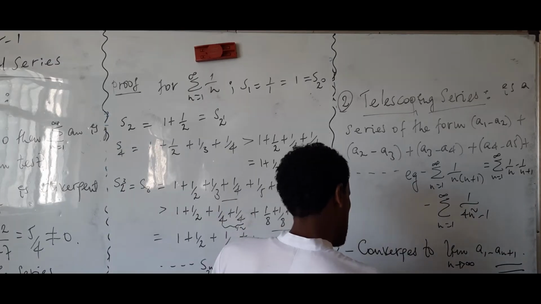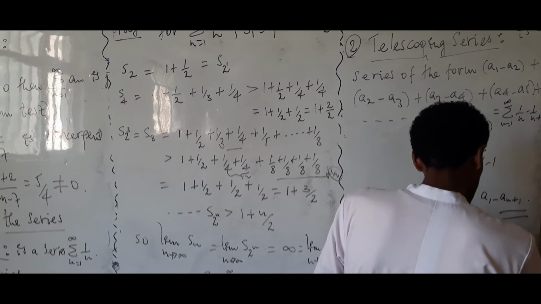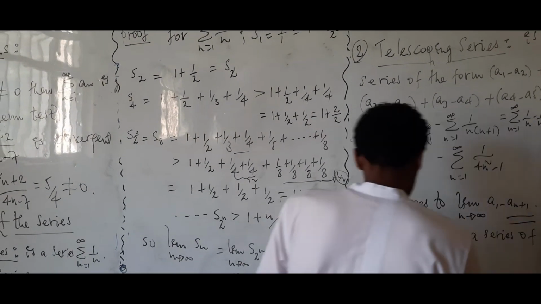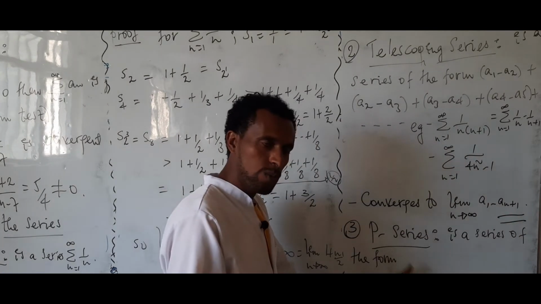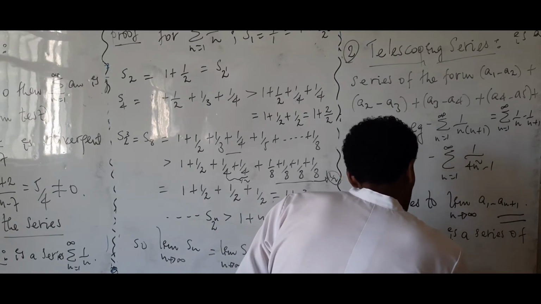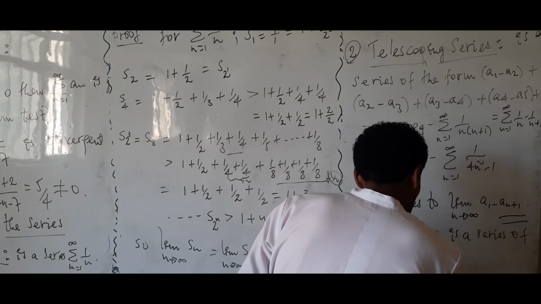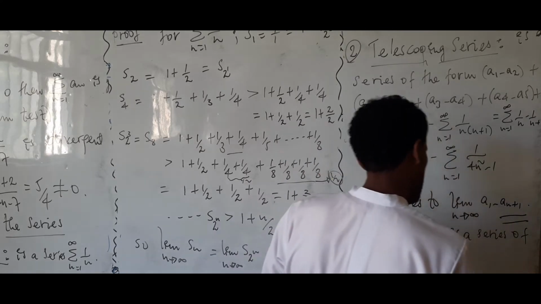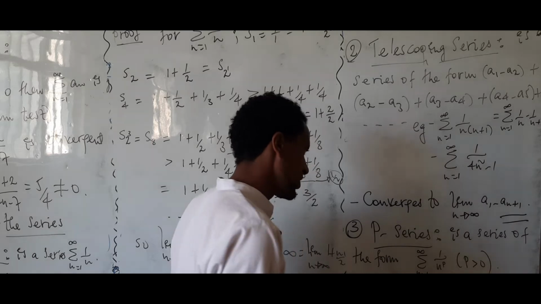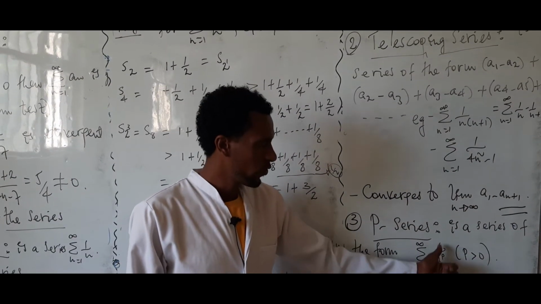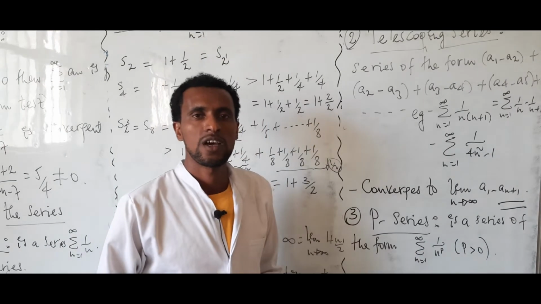Another type of series is the p series. A p series is a series of the form the sum of 1 over n to the power of p, n from 1 to infinity, and p is greater than 0. The summation of 1 over n to the power of p when n starts from 1 to infinity is called a p series.